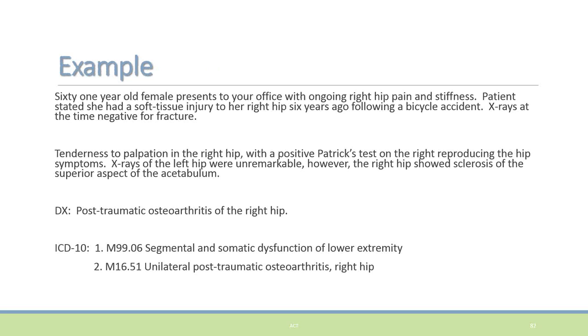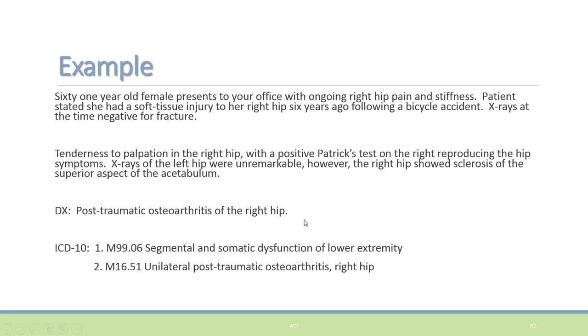So in this case here, we have a 61-year-old female who presents to the office with right hip pain. She had a soft tissue injury to her right hip 6 years ago following a bicycle accident. X-rays at the time were negative for fracture. Today, she has tenderness to palpation in the right hip, positive Patrick's test on the right, reproducing the hip symptoms. X-rays of the left hip were unremarkable. However, the right hip showed sclerosis of the superior aspect of the acetabulum. So the diagnosis written out is post-traumatic osteoarthritis of the right hip. Post-traumatic because it was injured 6 years ago.